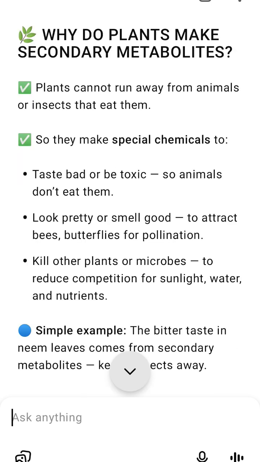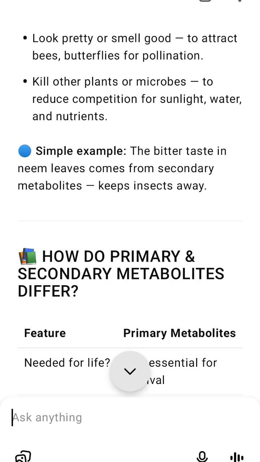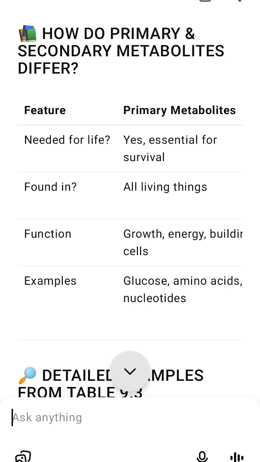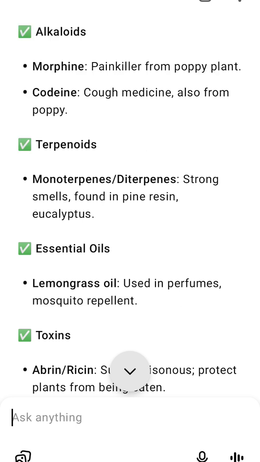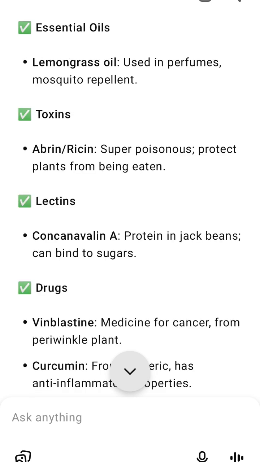Medicines: morphine, painkiller; vinblastine, anti-cancer drug; curcumin, anti-inflammatory. Spices and flavors: black pepper, turmeric, vanilla. Scents and perfumes: lavender oil, rose oil. Materials: rubber for tires, gloves, dyes and pigments; natural colors for food, fabrics. Pesticides: natural toxins that protect crops. 6. Detailed examples of secondary metabolites, table 9.3.